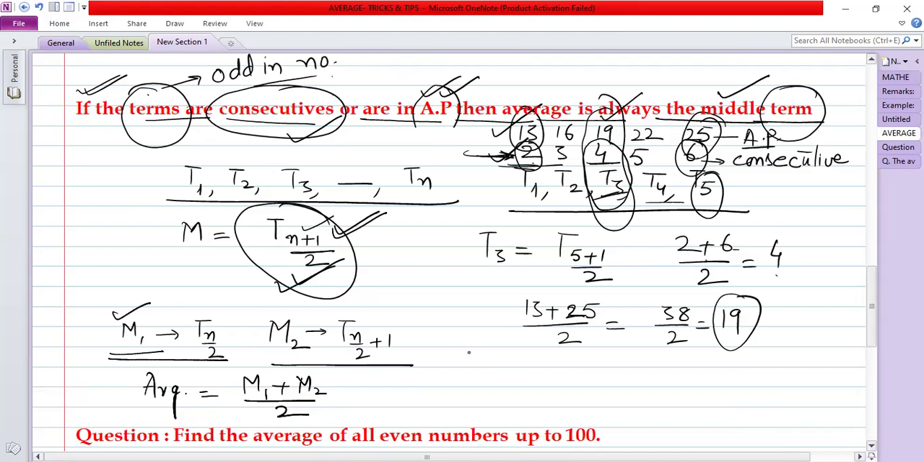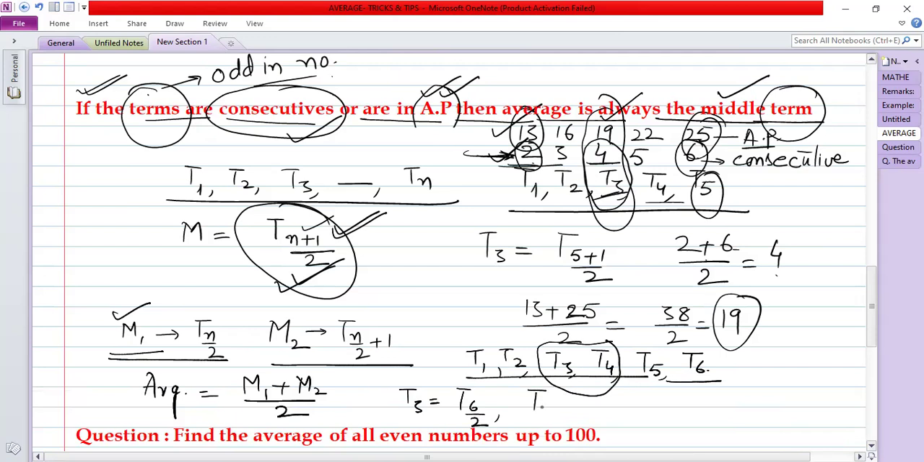Just an example: suppose I have T1, T2, T3, T4, T5, and T6. Suppose I have six terms, then there are two middle terms, T3 and T4. T3 is nothing but the (6 by 2)th term, and T4 is the (6 by 2 plus 1)th term. So these two terms will be the middle terms, and the average will be the sum of these two terms divided by 2.